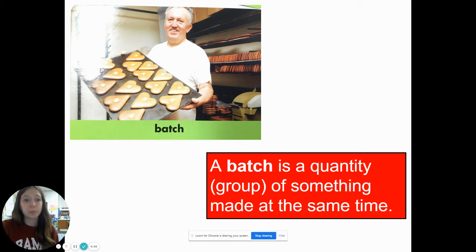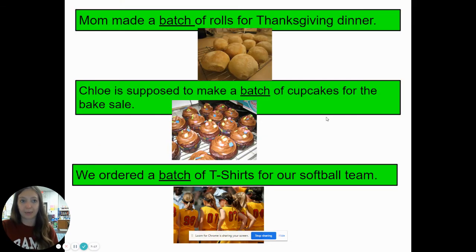If he had to put many different pans into the oven at many different times, then if he took one from each of those pans, those wouldn't make a batch. A batch is when you make something at the same time. So it's just one pan's worth or one group of that food or whatever you're making.